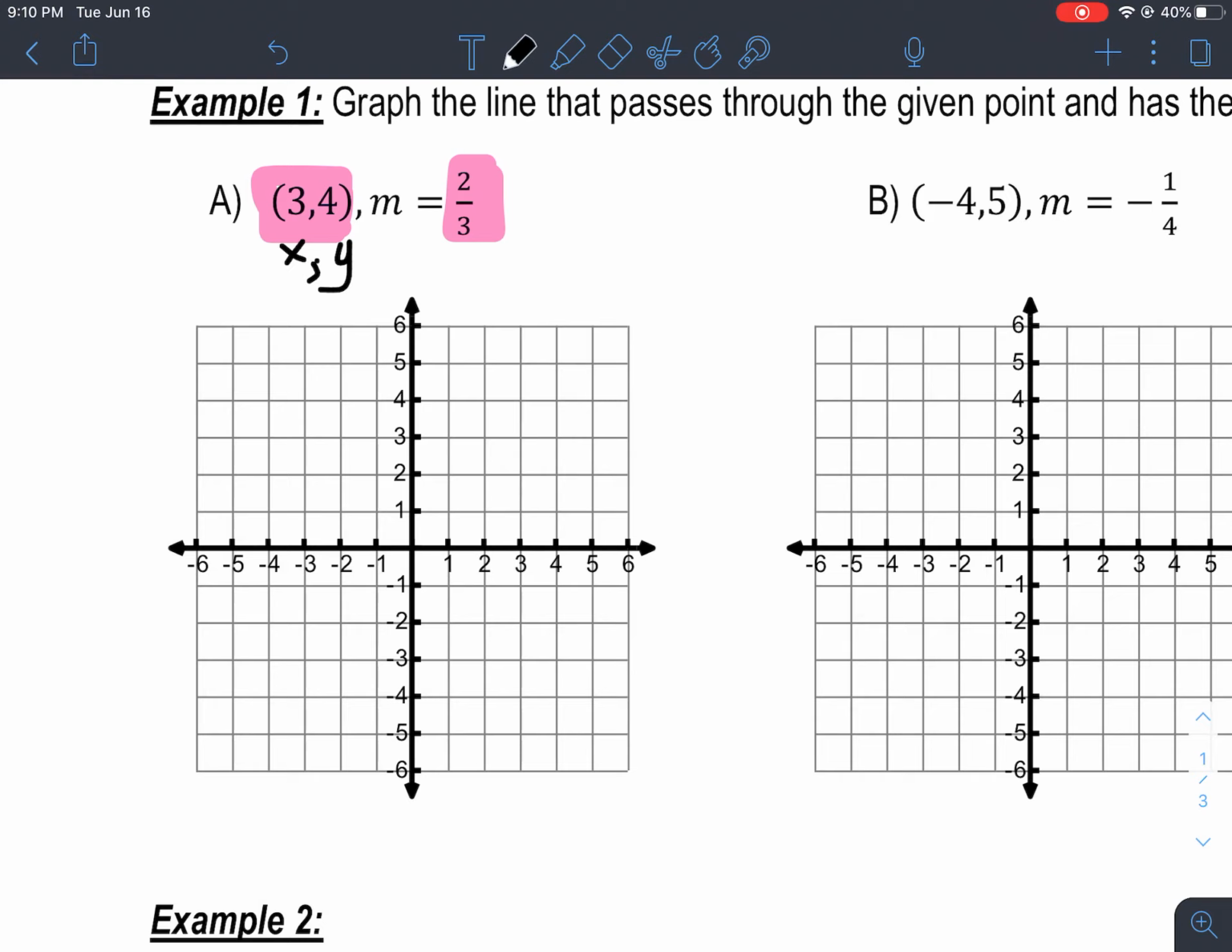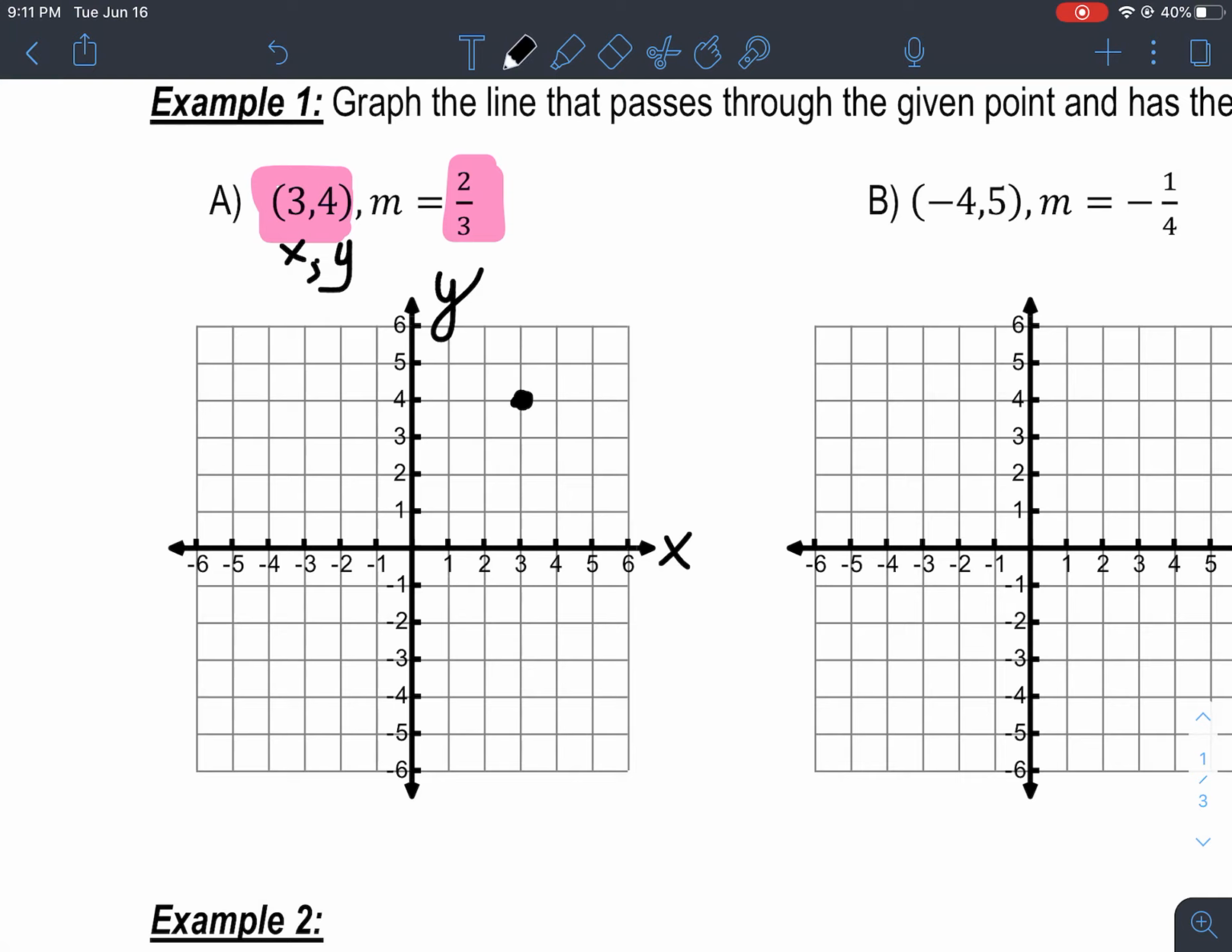How you do that is you go on your x-axis, so x-axis, y. We go x-axis 3 units, so right 3, and then we're going to go on the y-axis up 4 units, so right 3, up 4, there's the point 3 comma 4.